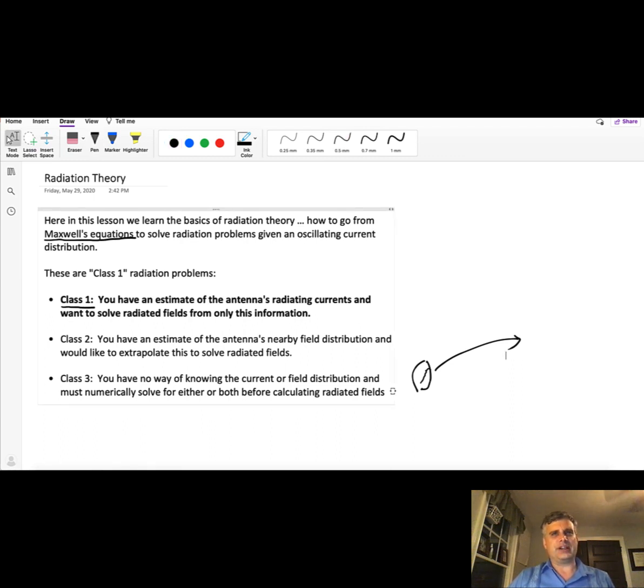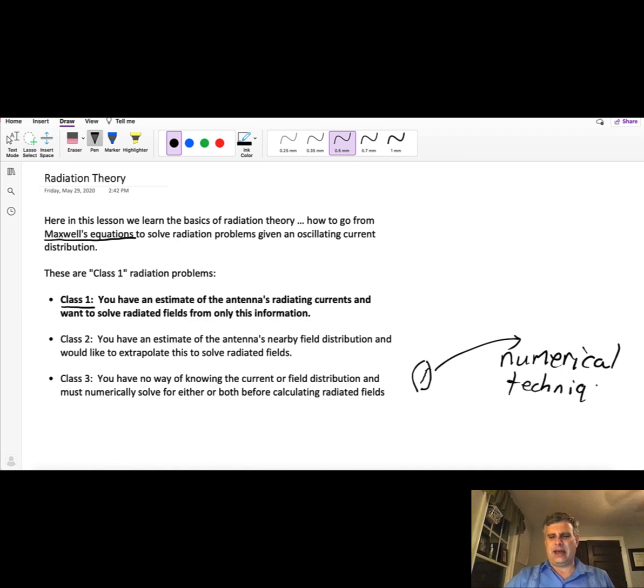You have this chicken and the egg problem where you need the currents to solve for the immediate fields, and you need the immediate fields to solve for the currents on the metallic structure that you call an antenna, and that requires numerical techniques. And of course these will be very, very important because most antennas nowadays are class 3 problems. They're too complicated to work out on pen and paper.